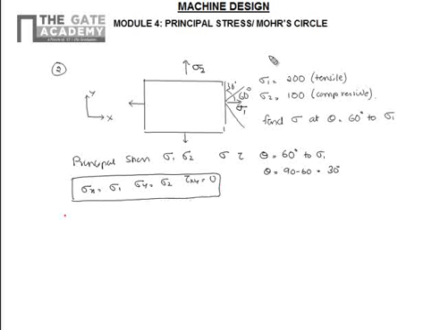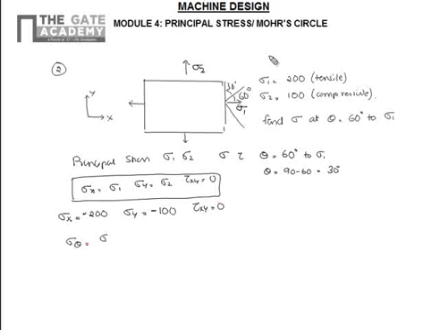For this problem we have sigma x equal to sigma 1, which is nothing but 200 tensile. Tensile means it is positive. What is sigma y? Sigma y is equal to sigma 2, that is 100 compressive. Compressive means you have to take it as negative. And tau xy is 0. So what is sigma at angle theta?